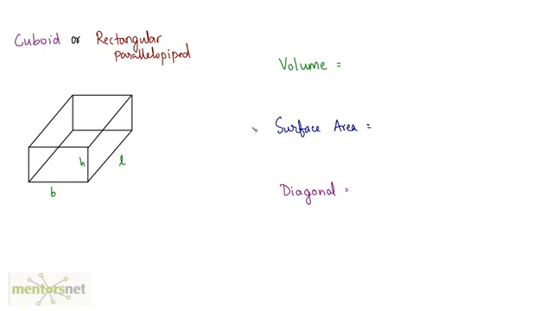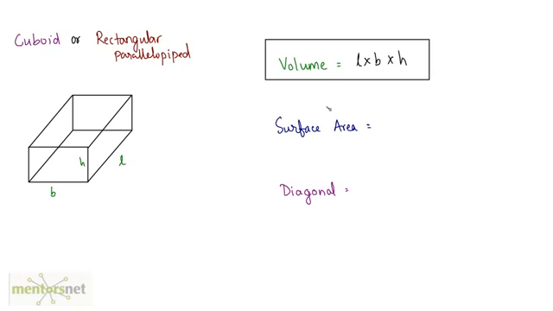So what will be the volume of this cuboid with length, breadth, and height? Well, the volume of any proper figure would be the area of its base times its height, isn't it? So the area of its base will be L times B, because the base is basically a rectangle. So L times B times the height. So the volume would be LBH. That's the formula for calculating the volume of a cuboid.